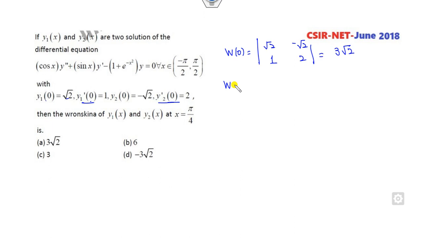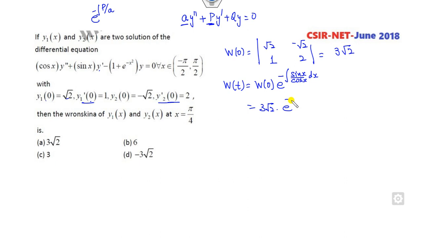How can you find the Wronskian at any point? The Wronskian at a point is e raised to the power minus the integral of p, if my equation is of this form, y double dash plus p y dash plus y is equal to 0. So it will be e raised to the power of minus p divided by the coefficient of y double dash. Here it is sin x divided by cos x. So what is that? It is 3 root 2 e raised to the power minus minus plus log of cos x. So 3 root 2 cos x is my Wronskian.